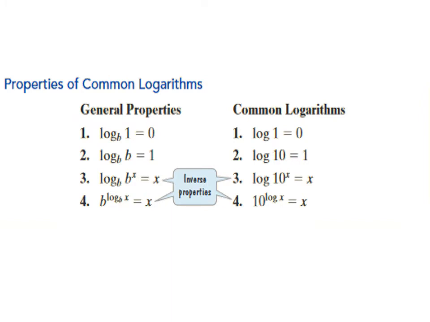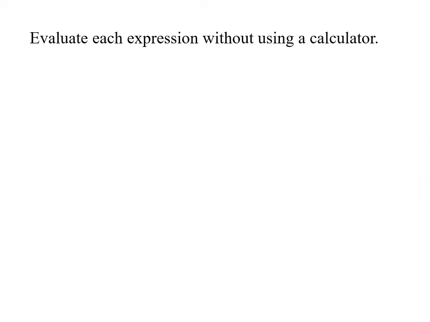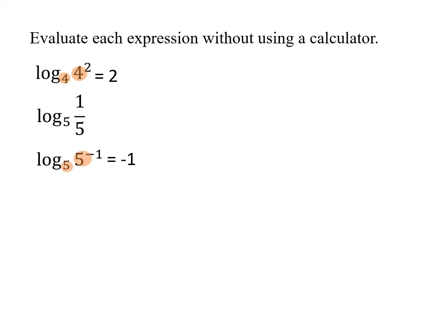Now these are the properties of logarithm, and we're gonna use these properties to solve more examples. So we need to evaluate each expression without using the calculator. Definitely we're gonna use the properties we saw in the previous slide. So if we have log base 4 of 16, we're gonna write 16 as 4 squared, and we notice that the bases match each other, so the answer is the exponent. So we're gonna write 1 over 5 as 5 to power -1, and we notice the bases match, so the answer is -1.